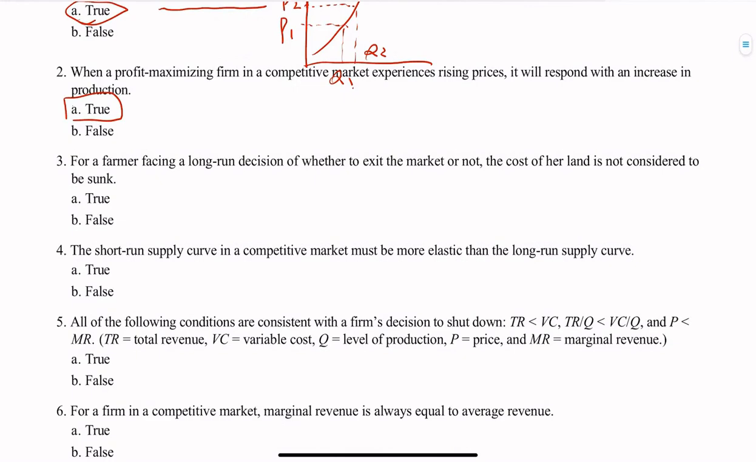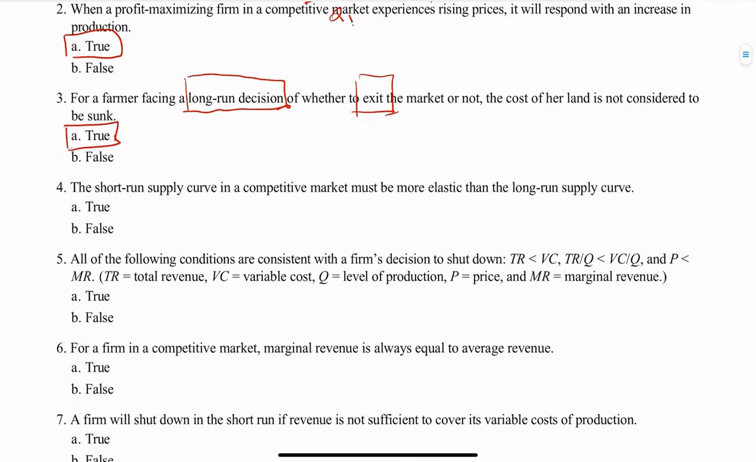So if price increases, then quantity increases. For a farmer facing a long-run decision of whether to exit the market or not, the cost of her land is not considered to be sunk. So here we are thinking about a long-run decision. If you are talking about whether to exit the market, then fixed cost is not really fixed, because the farmer can rent out or sell his land if he decides to exit the market. So in this case, the cost of land is not sunk. So the answer here is true.